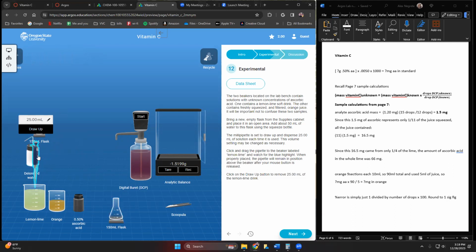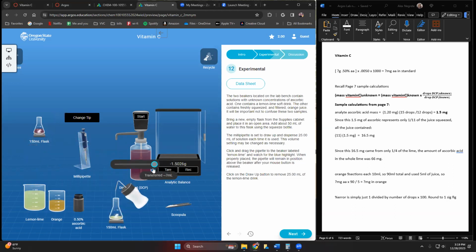Then we can put this in here, and you would just simply hold it over here, and you see where it says, "Oh, I need to draw up." I click this button, and it draws up. And then if I move it over here, I have the option to dispense that. I'll go ahead and dispense that right now. 50 mils water, so I'd add 50 here, and it's in the solution here.